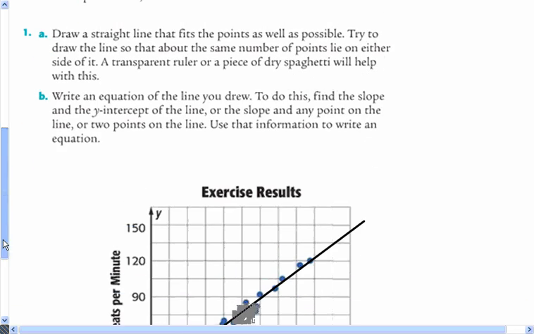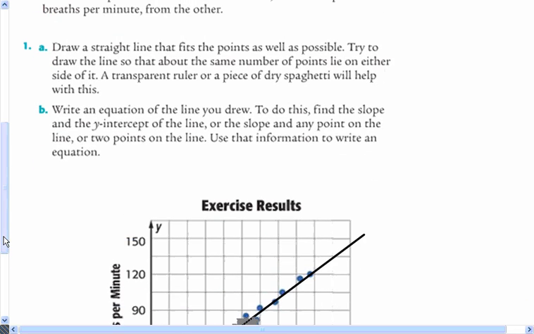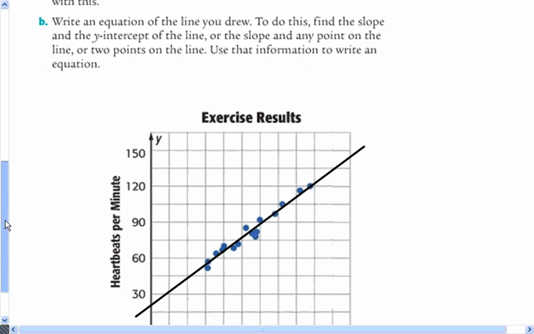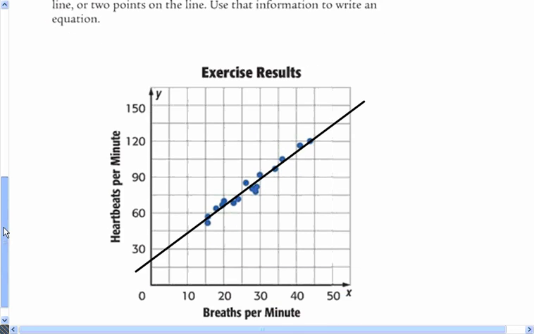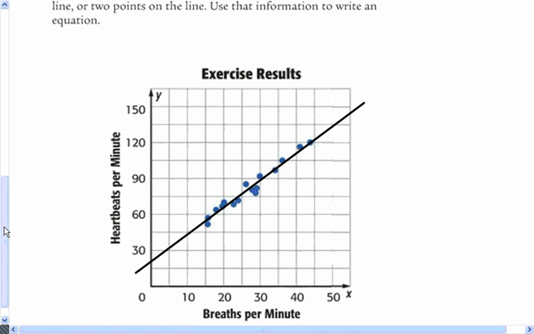We got our line, and B says write an equation of the line you drew. To do this, find the slope and the y-intercept of the line. So now you could estimate that slope and y-intercept. You could just use the graph. Make sure you notice the scale. But you can say, well, let's see. I can see it's about right here at 10, 45.